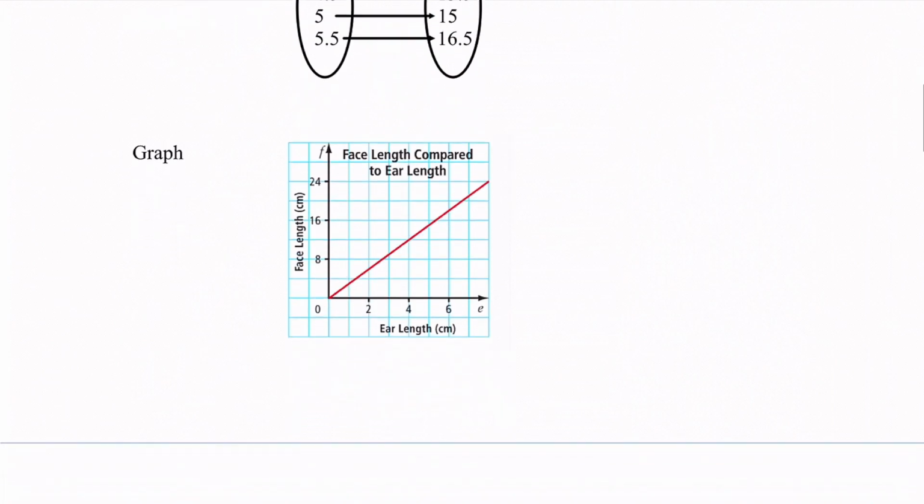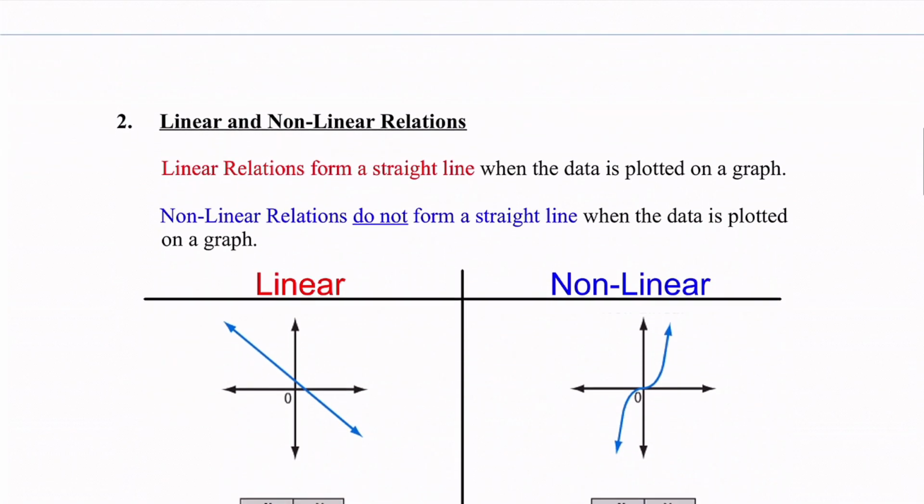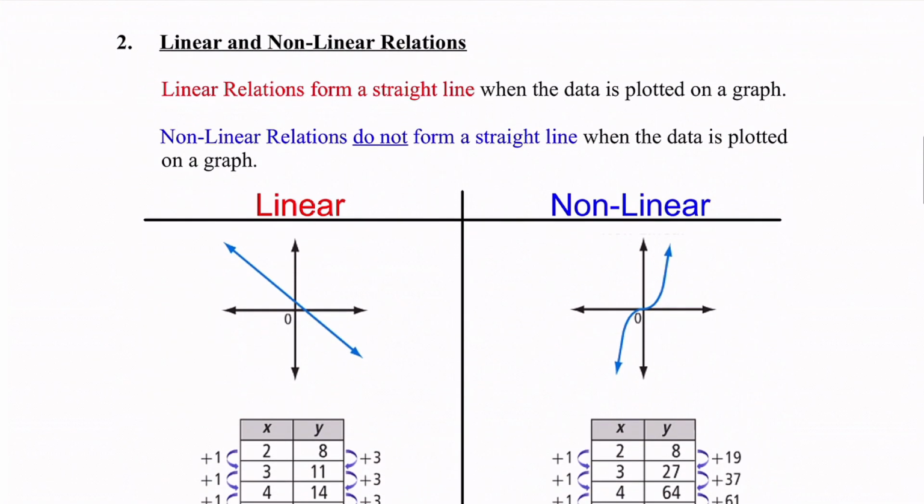Now that we know the different ways to represent our relations, we're going to look at some different types. There are 2 types: you could have a linear relation or a non-linear relation. Linear relations form a straight line. That should be fairly easy to remember, just think linear, line. This happens when you plot the data on a graph. If you took all your data points and plotted them, it's going to form a straight line like this one right here. A non-linear relation does not form a straight line when the data is plotted on a graph.